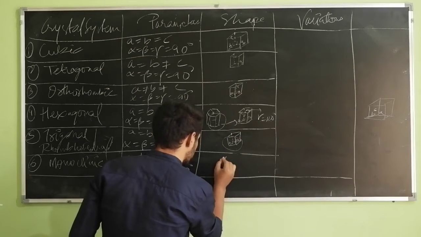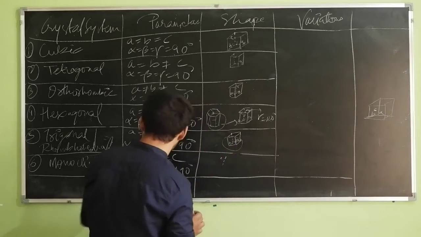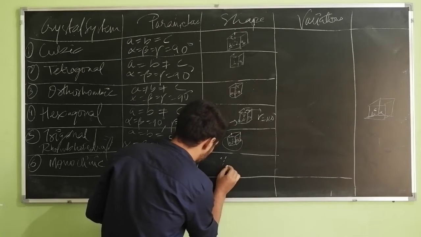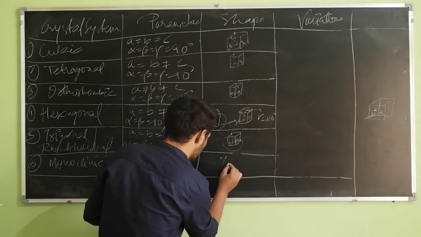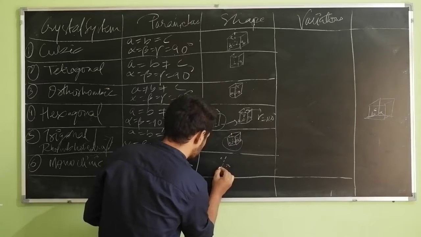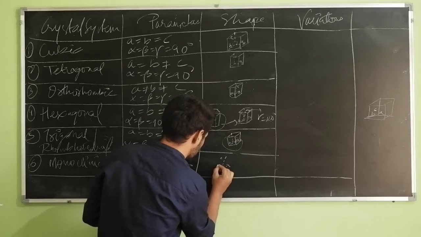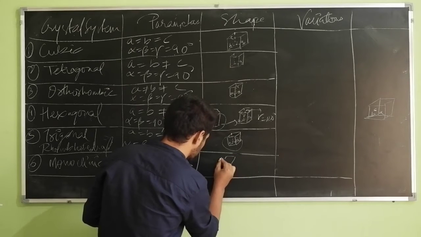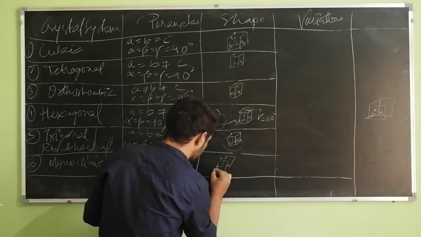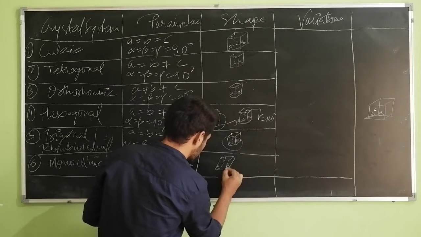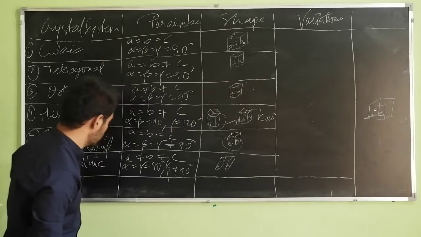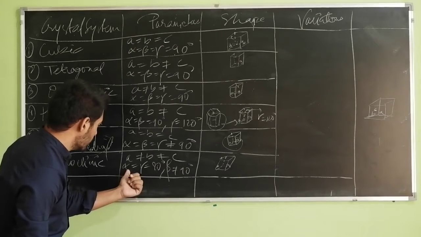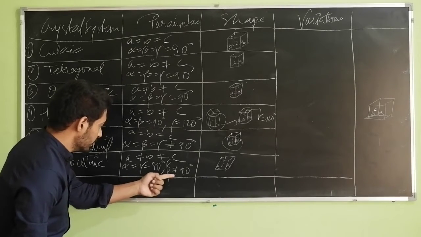Okay. So this is C. I draw it slightly inclined. C. What do I have? None of them should be equal. So I draw it here. So this is A. And this one is B. So none of them are equal. And I complete this. Okay, I get a structure like this. So what criteria do I have? I fulfilled A is not equal to B is not equal to C. And now alpha is equal to gamma. Beta is not equal to 90 degrees.